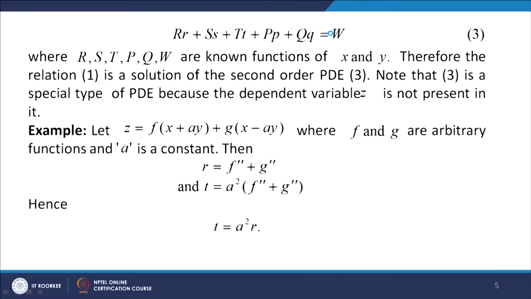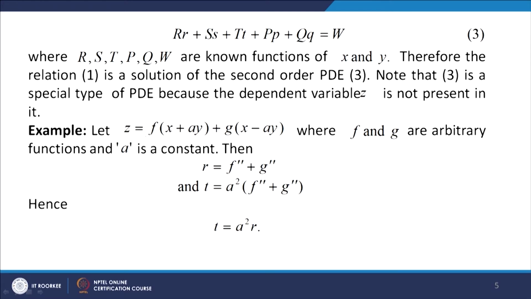Now, this PDE is of a particular type because the dependent variable z is not present in this equation. The capital R, capital S, capital T, capital P, capital Q, capital W are functions of x and y and the rest are partial derivatives r, small s, small t, small p, small q. So, this is a partial differential equation of second order of a special type because the dependent variable z is not present in it. Now, let us take an example.